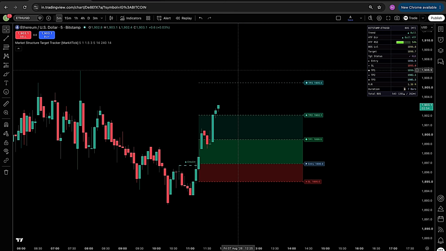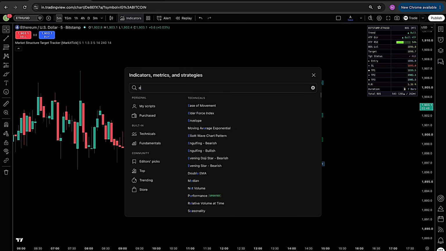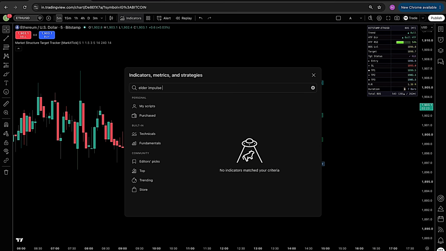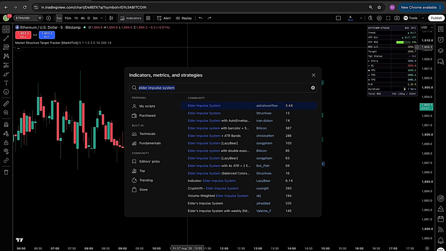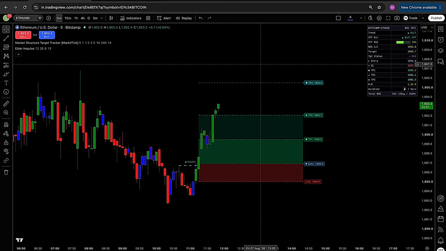Now I will add the second indicator here. So I will come to the indicator section and search for the name of the second indicator, which is Elder Impulse System. Now, as soon as you type Elder Impulse System, it will appear at the first number. You need to add it. As soon as you add it, you will see something like this.